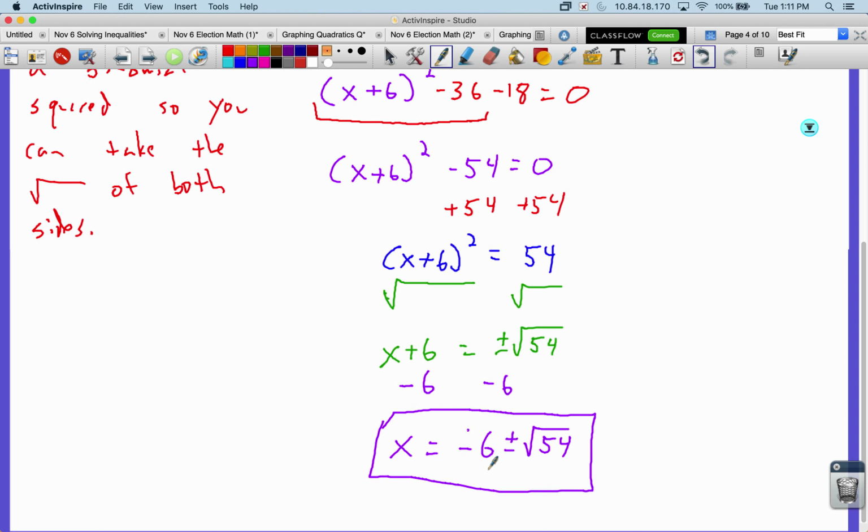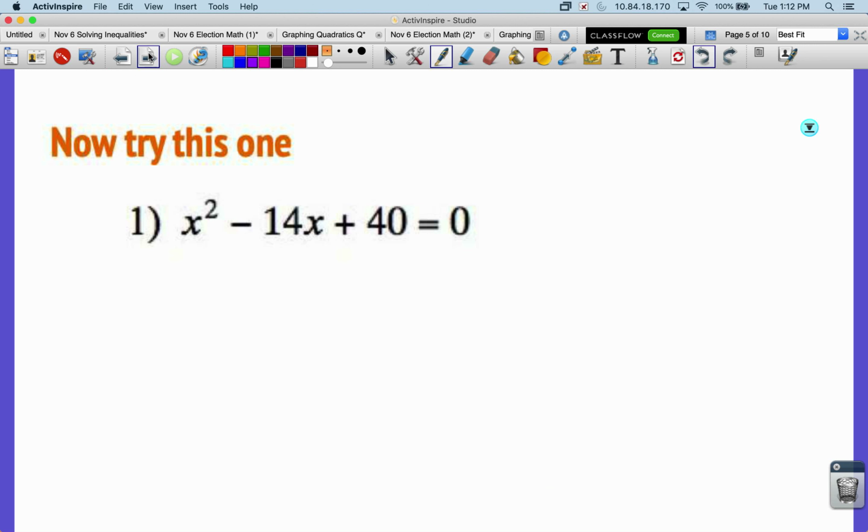And we'll just leave it like that. Don't worry about simplifying radicals yet. I'm not sure if this one could be simplified. I think it probably could. Yeah, we could take out a 3, but don't worry about that. Just leave it like this. All right. Let's try it again.